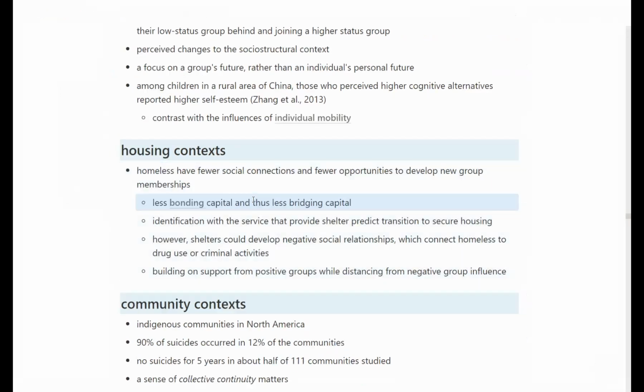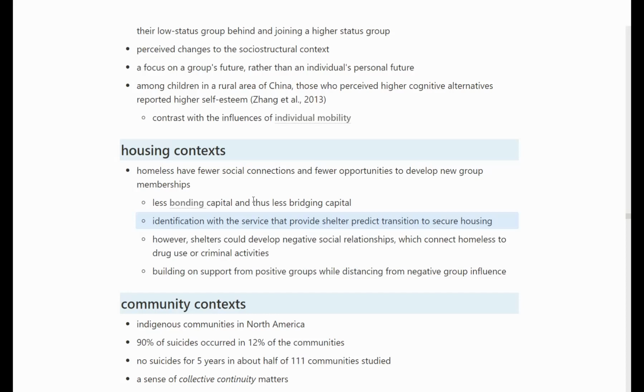So homeless people tend to have less bonding capital and less bridging capital. And then homeless people could identify with the service that provides shelter, and this identification with the service predicts transition to secure housing. So if they can strongly identify with the service like shelter, then they are more likely to secure their own housing.